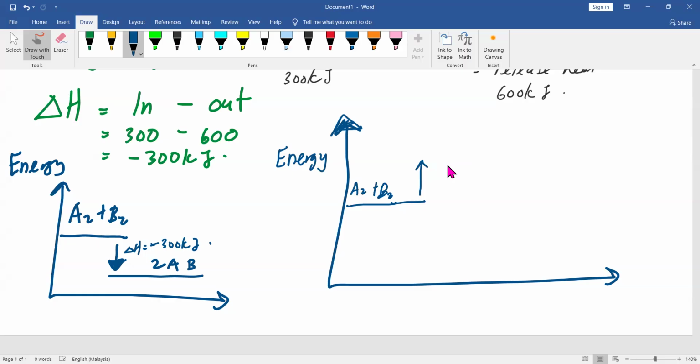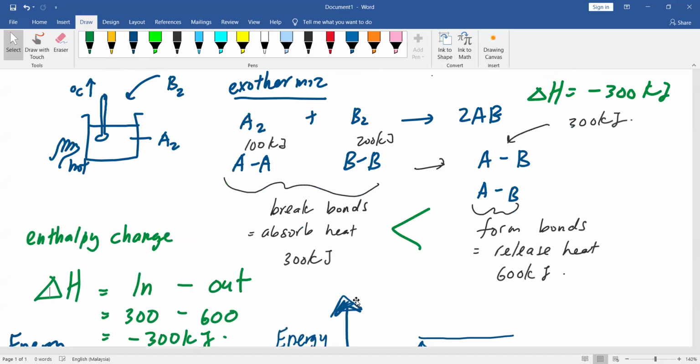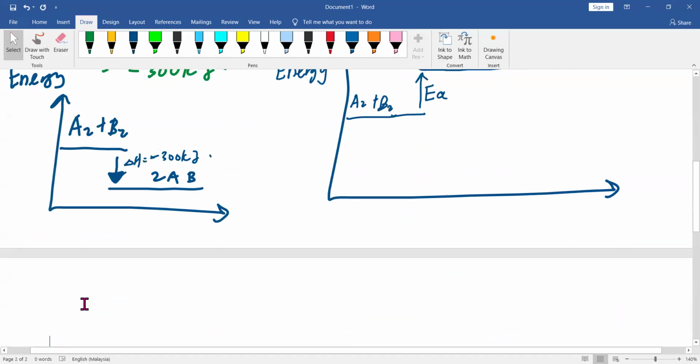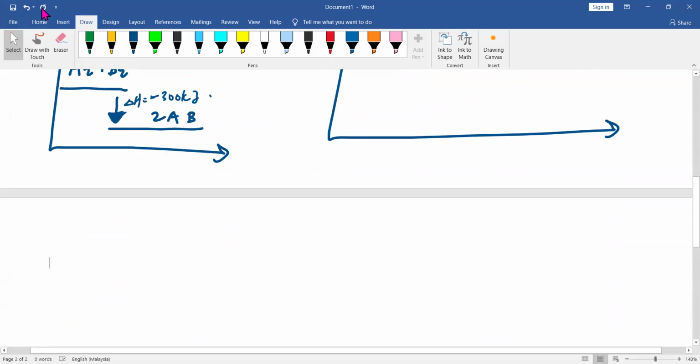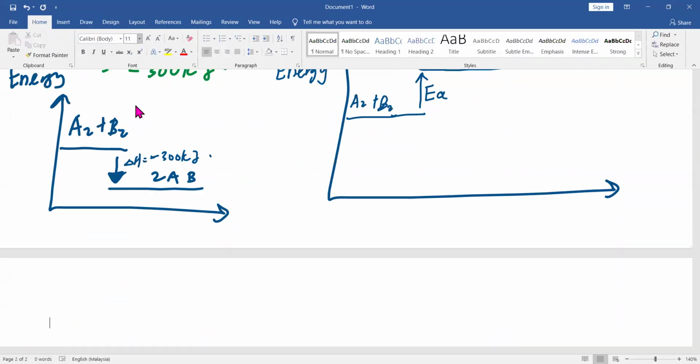Who can tell me what is that minimum energy needed for a reaction to occur? Activation energy. You've heard this before. So the activation energy is the minimum energy. In this case, the symbol for activation energy is EA. Let me write down the definition below here. I'll let you draw in a while. Can you just write down the definition for activation energy? Because they always ask you.